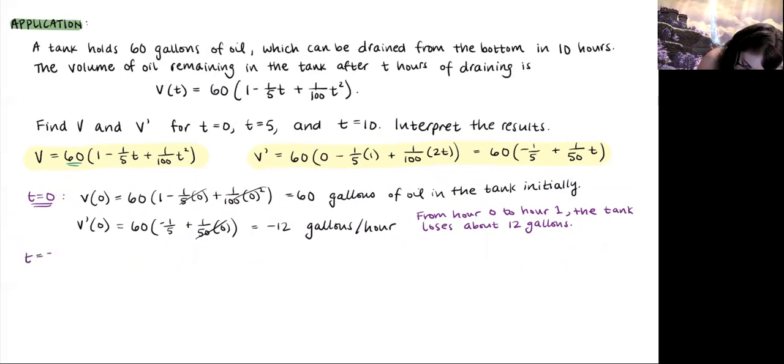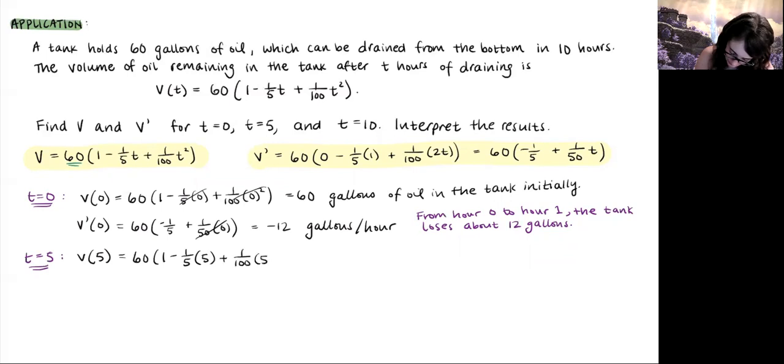Let's see what's going on in hour 5. So let's find V of 5. So it's plugging a 5 into the original volume equation. I'm sorry, V for volume. So 1/5 times 5, plus 1/100th times 5 squared. Okay, and when we figure out what all of this is, check that you're comfortable doing this on your calculator. This comes out to be 15.